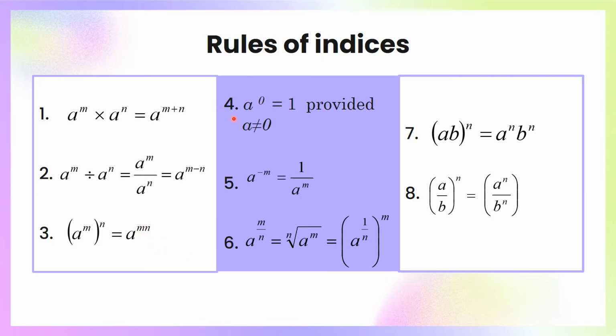And then the fourth one is a power 0 becomes 1, provided that a does not equal 0. And then the fifth one, a power negative m. So then we can change to 1 over a power m. And then number six, a power m over n is equal to a power 1 over n to the power of m. And then ab to the power of n, we can split into 2, a power n multiplied by b power n. And the last one, a over b power n, we can split into a power n divided by b power n.